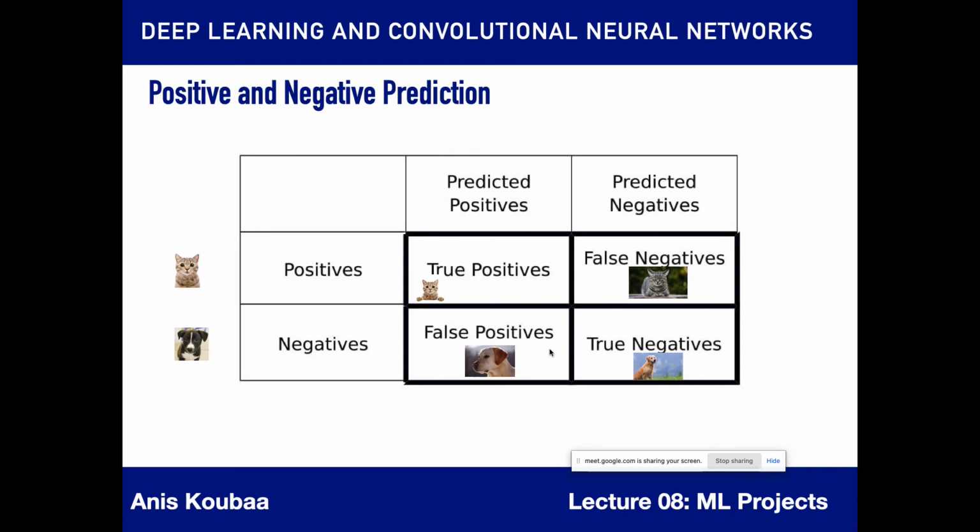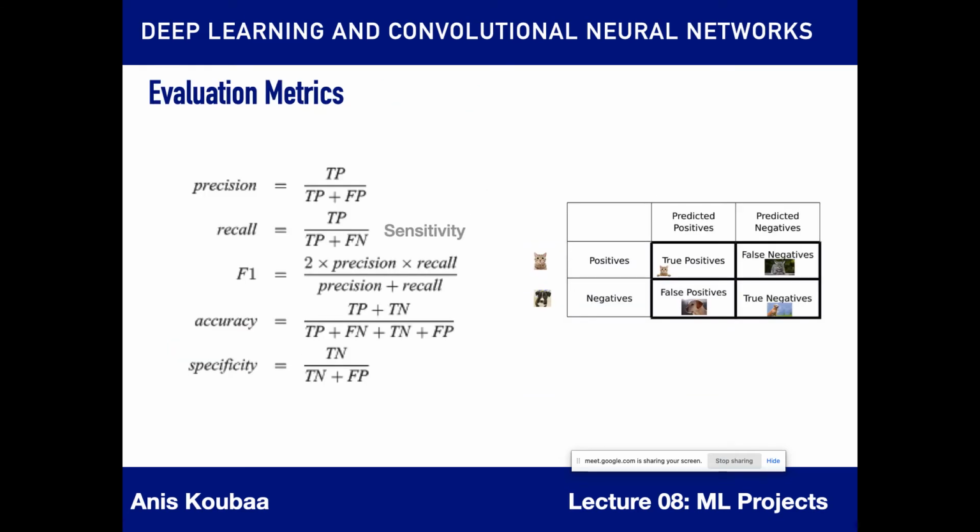So we can make a table like this, and here we will have the number of true positives, the number of false negatives, the number of false positives, and the number of true negatives. Based on this, we can have different types of evaluation metrics. TP is true positive, FP is false positive, FN is false negative, and TN is true negative. Based on these values, we can calculate the precision, the recall, the F1 score, the accuracy, and the specificity.